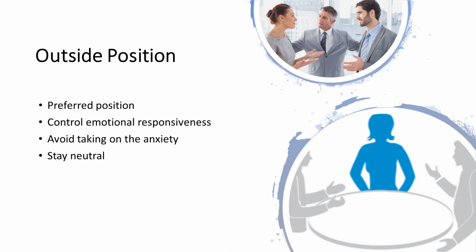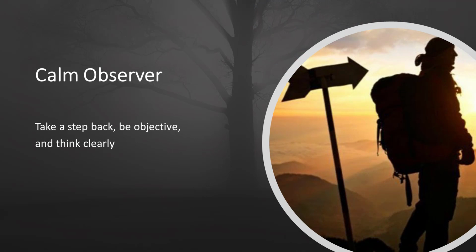It is important to be a calming presence in the middle of high levels of anxiety. To be a calming presence, it is important to control our emotional responsiveness. If we are in a neutral, outside position, staying calm is more achievable. The second key to help us diffuse anxiety in triangles is to function as a calm observer. When we avoid reacting to the anxiety of others, we are able to better remain objective and think more clearly. The outside position gives us the ability to be a resource.